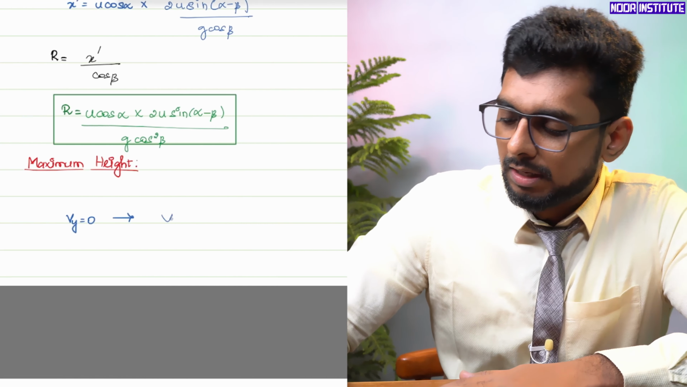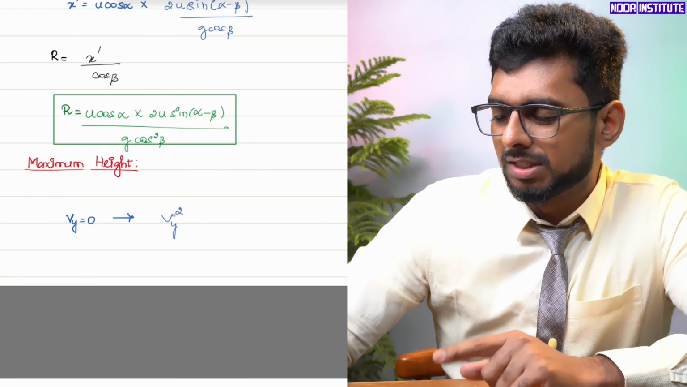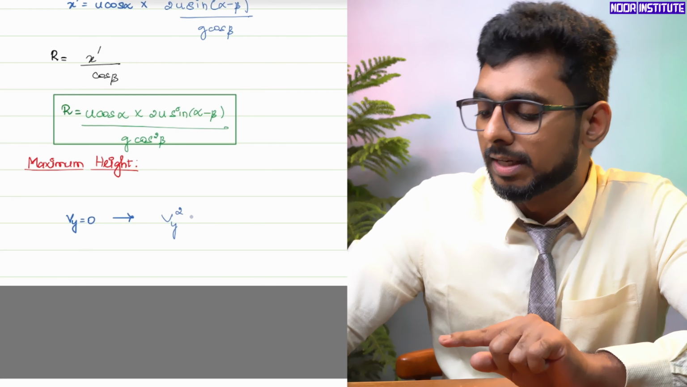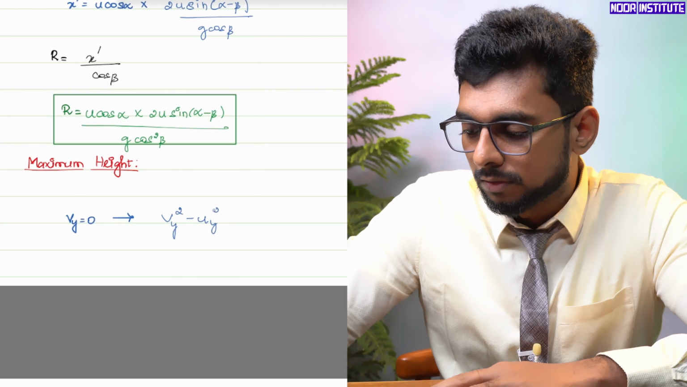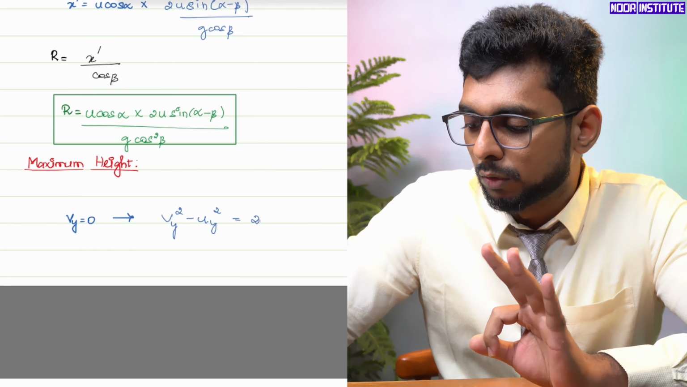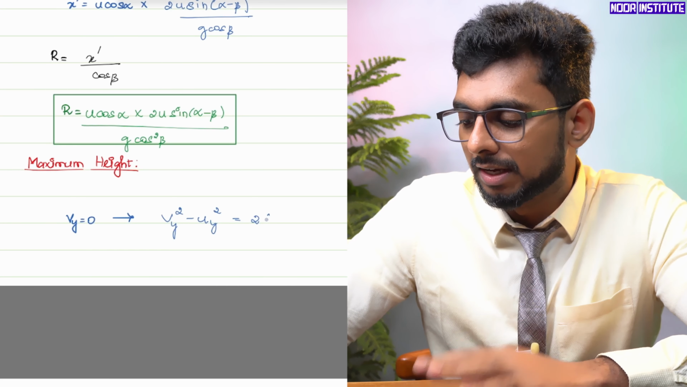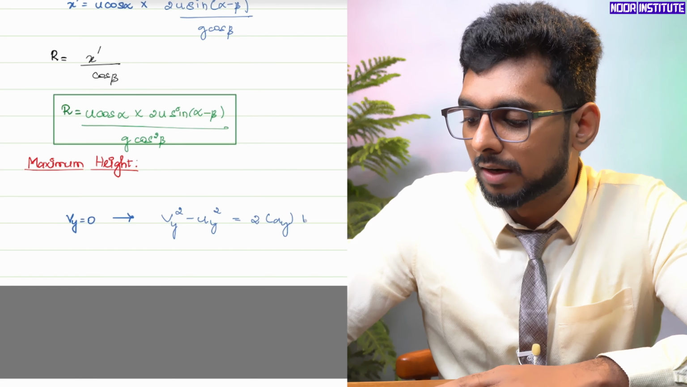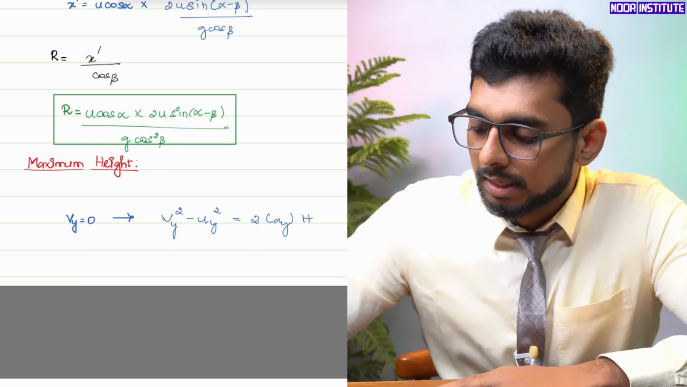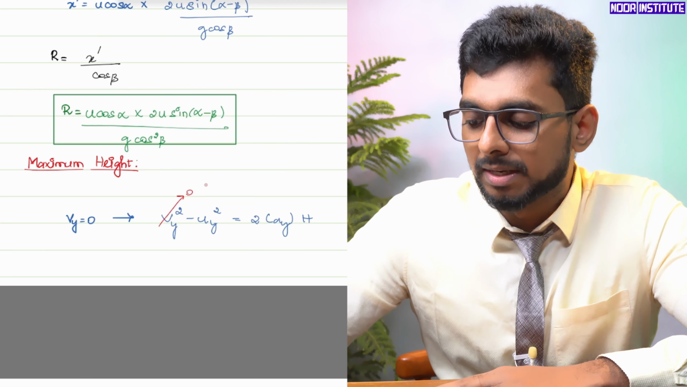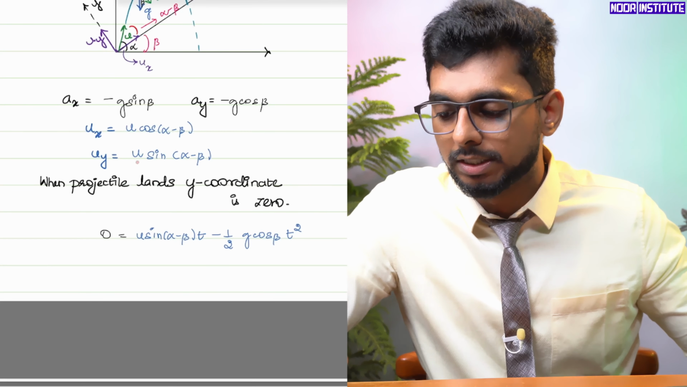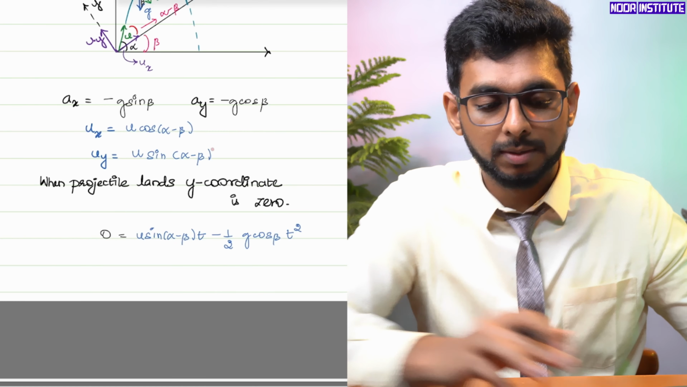So you will have vy square, which is obviously going to be 0, because at the maximum height, the final velocity along the y will be 0, minus uy square, equal to 2as. Instead of a, I'll substitute the acceleration along the y, and then you'll have h, which will be my maximum height. At the maximum height, velocity was 0, and the initial velocity will be u sine alpha minus beta.